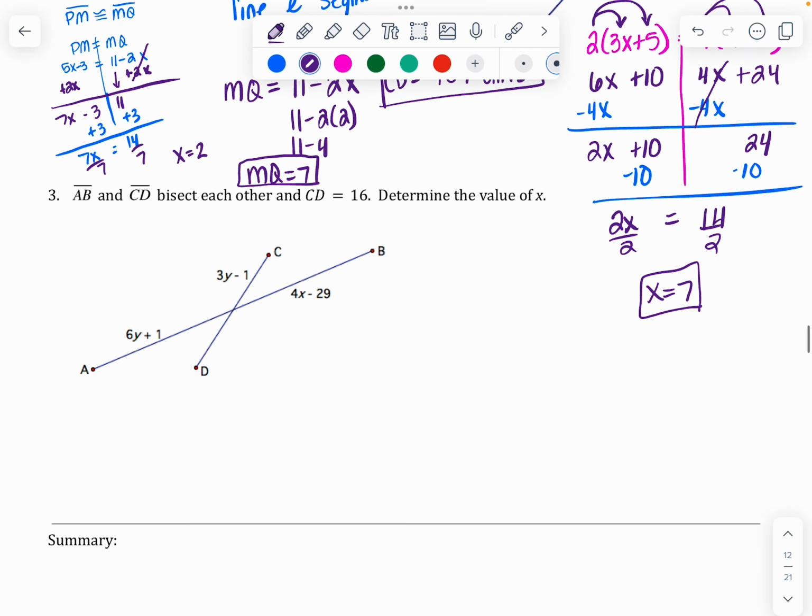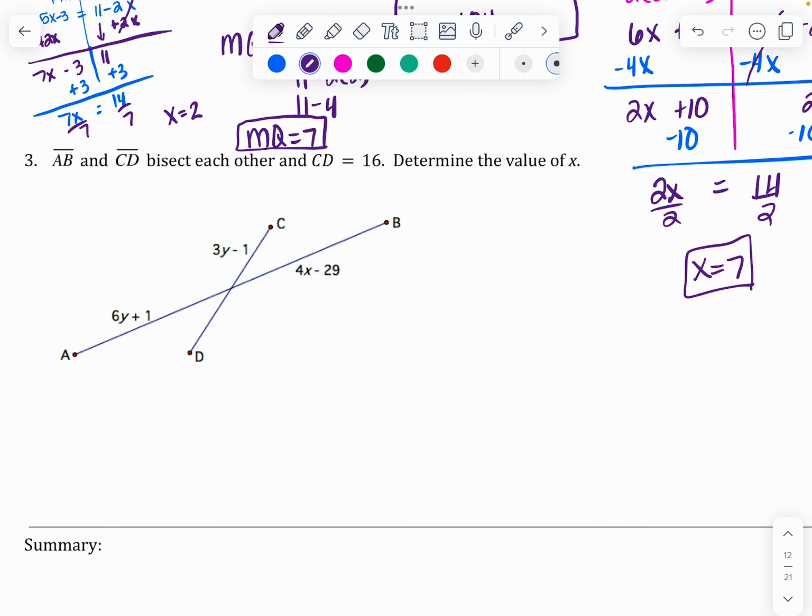All right, one more. Okay, so AB and CD bisect each other, and CD is 16 units. Determine the value of x.